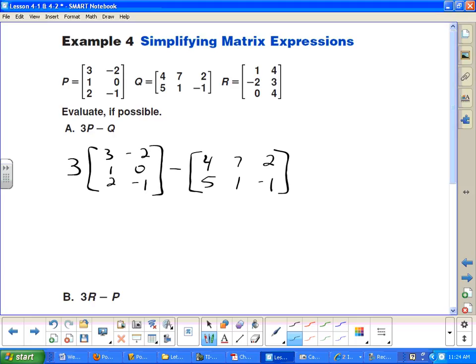So we should write down the dimensions just to make sure we're thinking correctly. All right, this one here is a 3 by 2, right? 3 rows, 2 columns. This one is a 2 by 3. Are those dimensions the same? No, so I can't do this. So this is not possible. We must have the same dimensions to be able to do that.